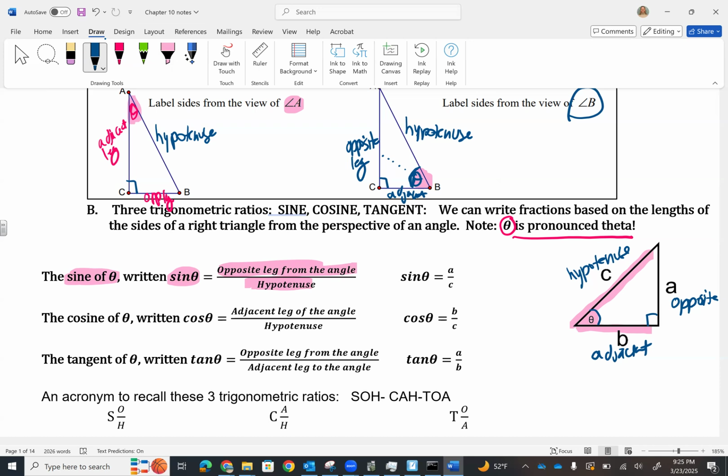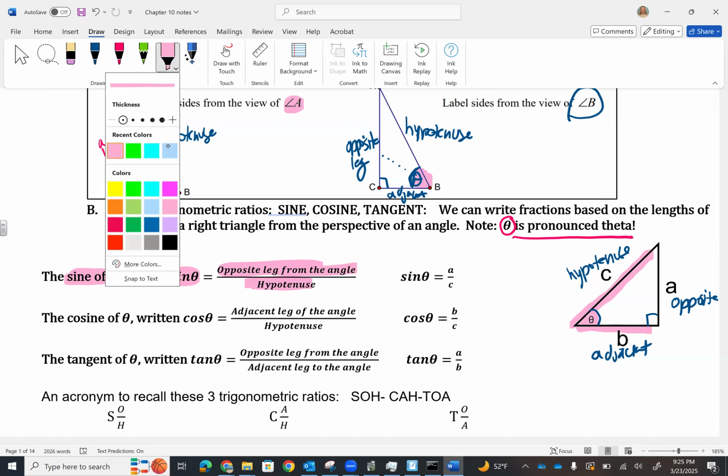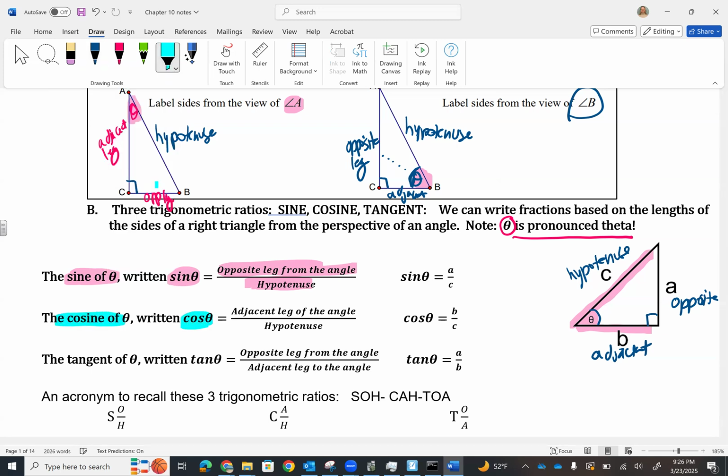Normally they're numbers that you'd write, like 5/7 or something like that. But this is just going to be visually A over C: how long A is over how long C is. Cosine is written and abbreviated like this. That's the adjacent leg over the hypotenuse. So you write the length of the adjacent leg, which is B, over the hypotenuse. So it would be B over C.